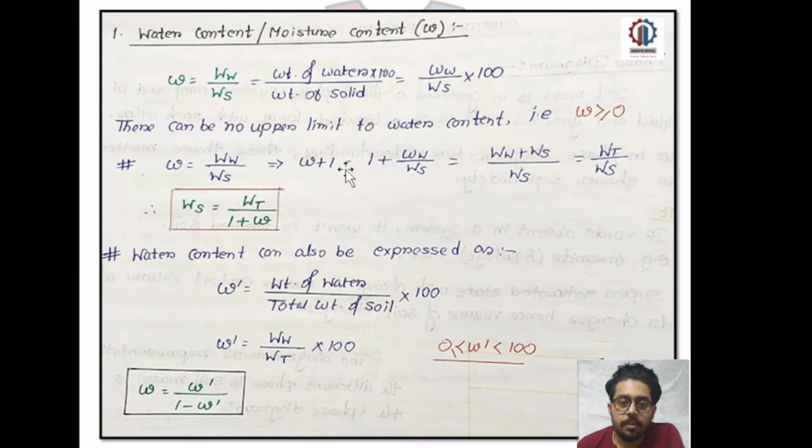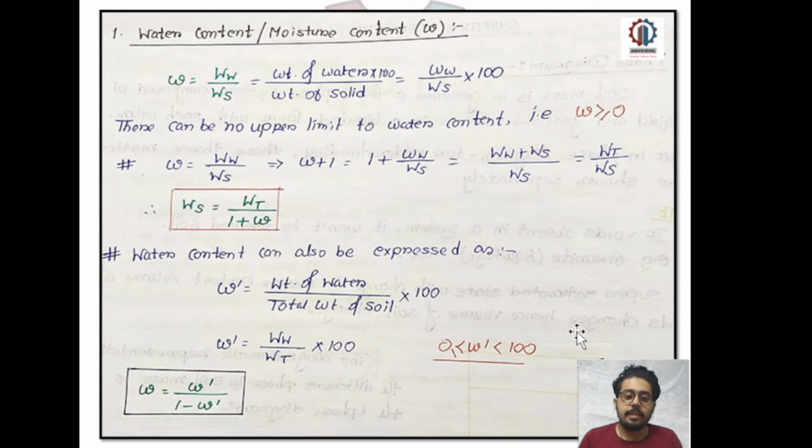So omega plus 1 equals total weight by weight of solid. So weight of solid can be represented by total weight by (1 plus omega). This is a representation. Then water content can also be expressed as weight of water by total weight of soil.